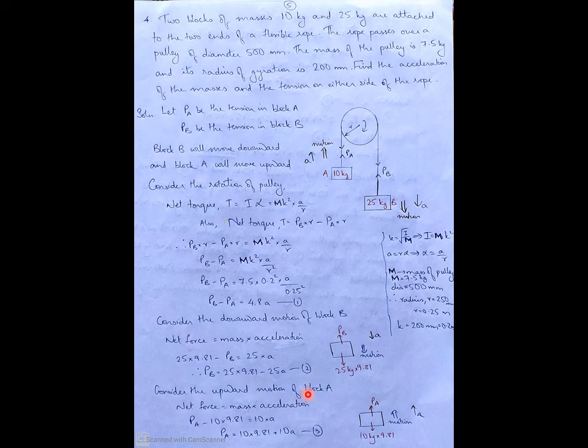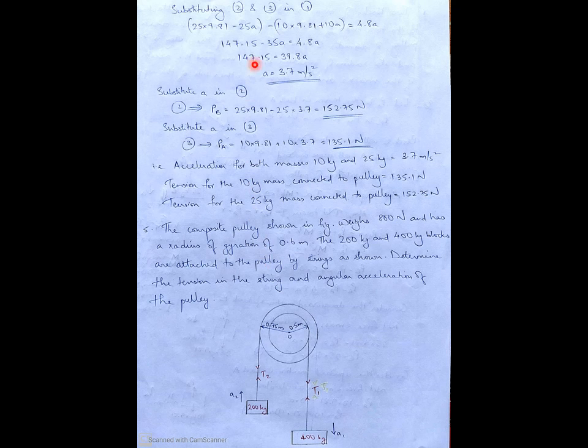We have three equations. Substitute equation 2 and equation 3 in equation 1, and you will get the acceleration, which is 3.7 meter per second square. Now we have been asked to find the tension also. For finding the tension in block B, substitute a in equation 2, and you will get tension in block B equal to 152.75. Similarly, tension in the string of block A is equal to 135.1 Newton.